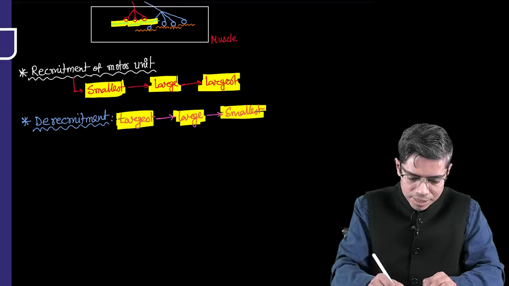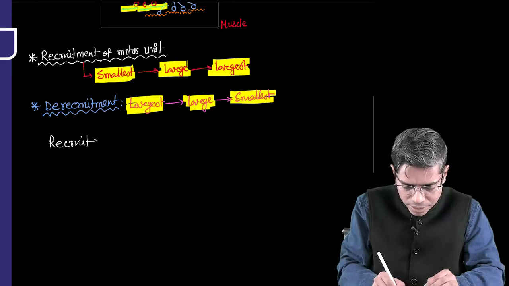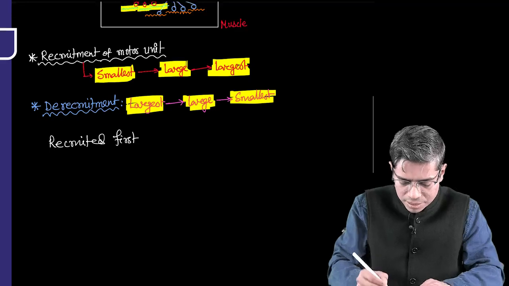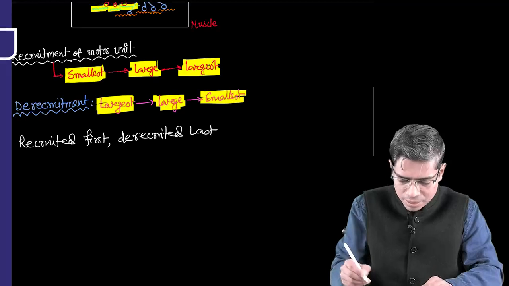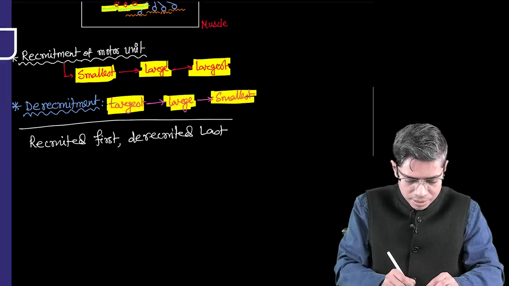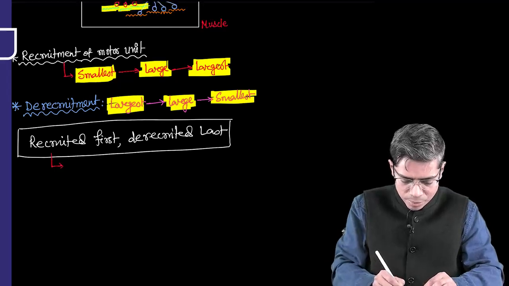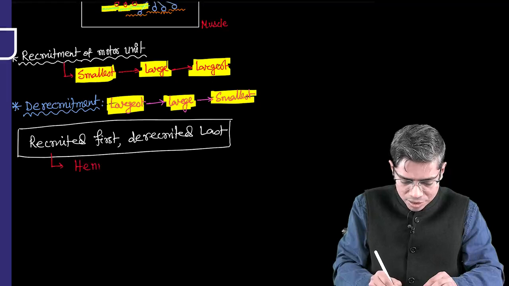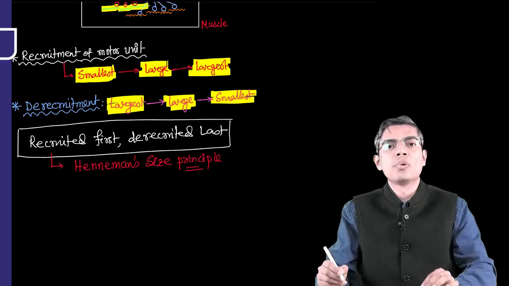So what I am writing here, very very important: recruited first is de-recruited last. This principle was first discovered by a scientist, and according to the name of this scientist, the principle is known as Henneman's size principle of motor unit recruitment.